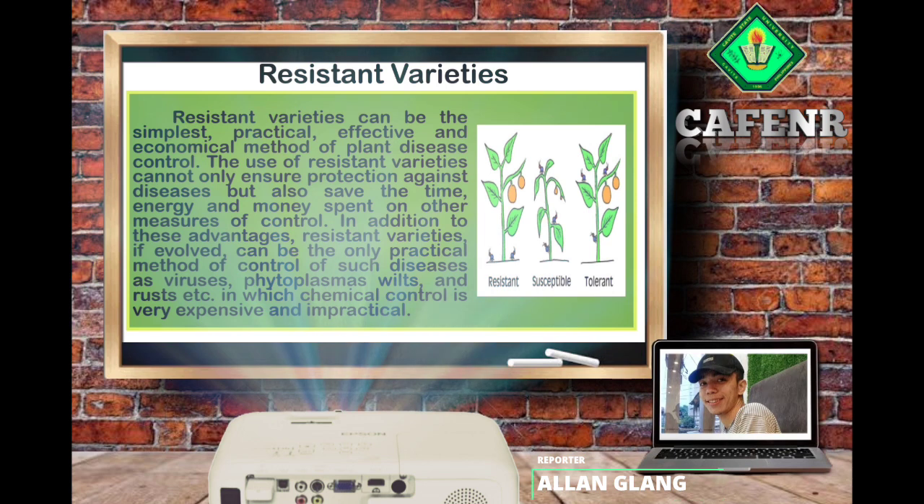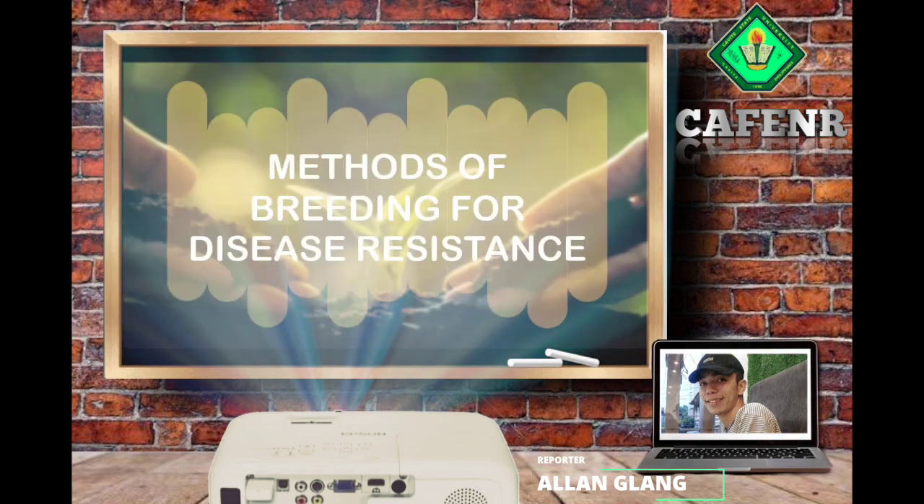Resistant varieties can be the simplest, practical, effective, and economical method of plant disease control. The use of resistant varieties can not only ensure protection against diseases but also save the time, energy, and the money spent on the measures of control. In addition to these advantages, resistant varieties, if evolved, can be the only practical method of control of such diseases as viruses, phytoplasmas, wilt, and rust, etc., in which chemical control is very expensive and impractical.